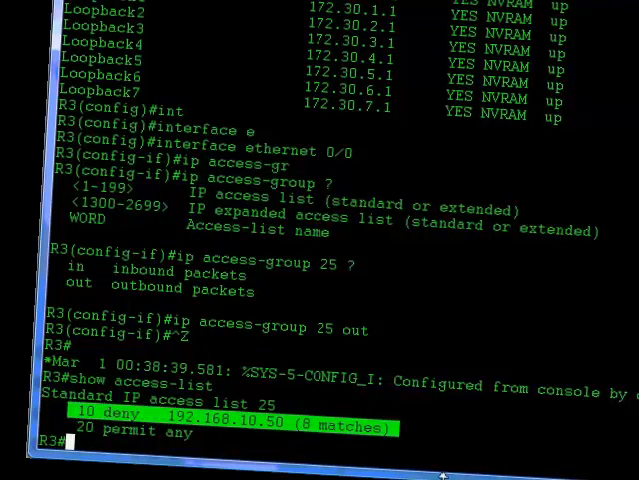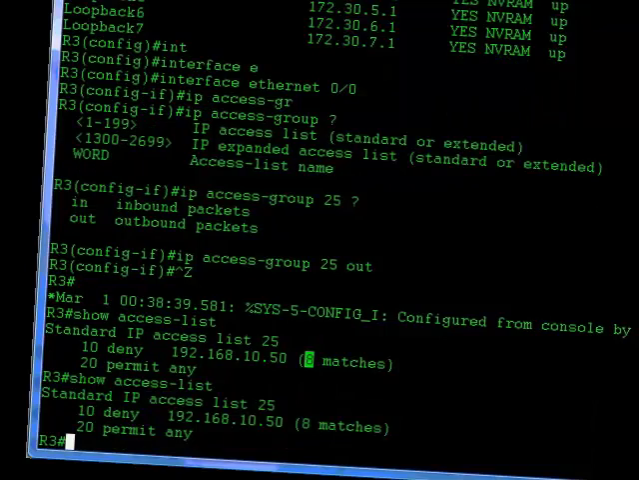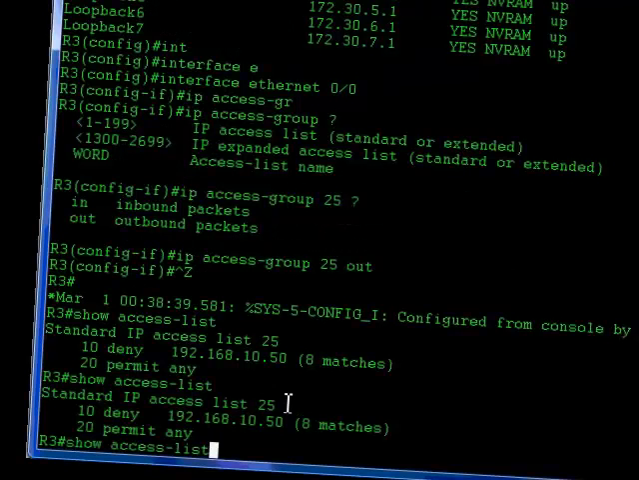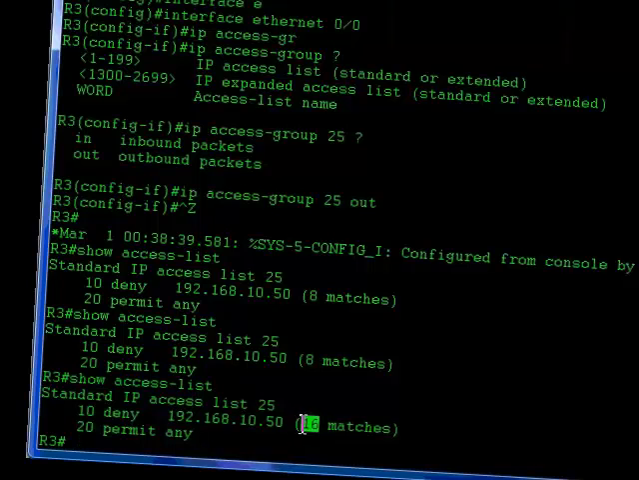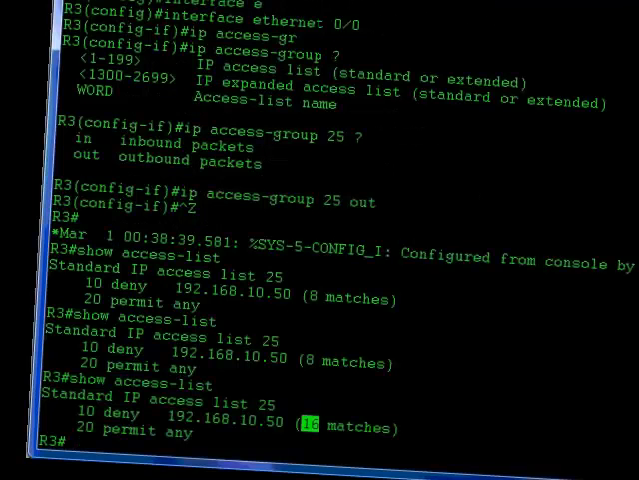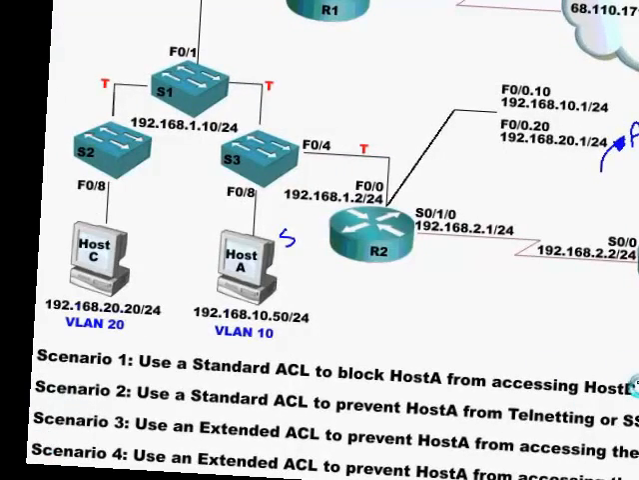It even tells you how many times deny has occurred. In this case, 8 times, because the Windows machine pinged that host 8 times, and I think Jeremy pings it again, and this time it denies it 16 times. So show access list, 16 denies, you see here. So each time Windows sends a ping, it must be 2 packets, because 16 total denies, and there were only 8 actual pings sent. So that must mean that each ping contains 2 ping packets. So with that, scenario 1 has been mission accomplished. Ring the bell, you win.